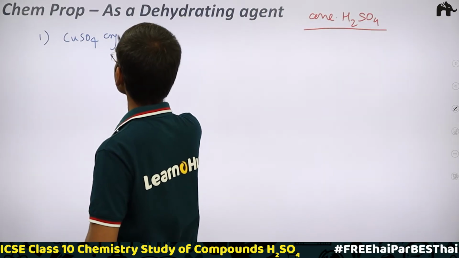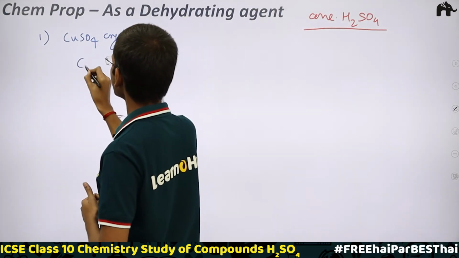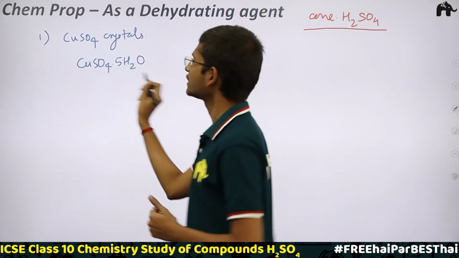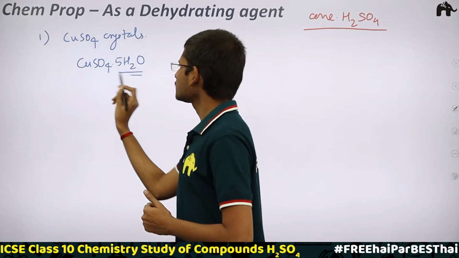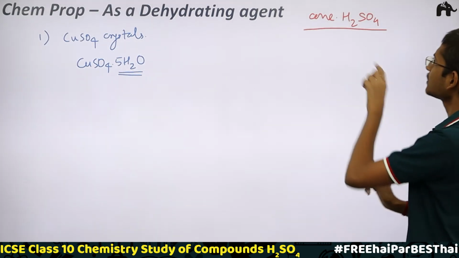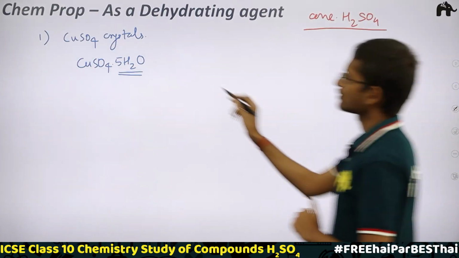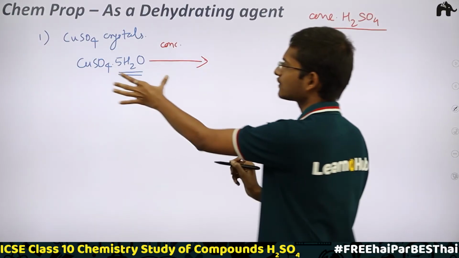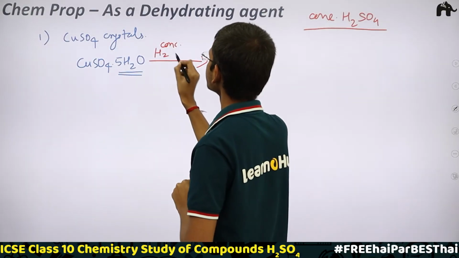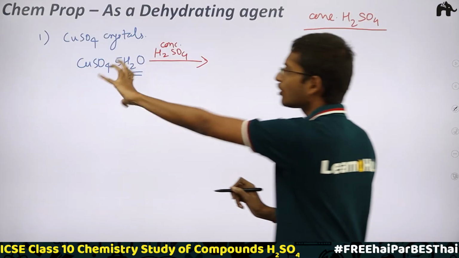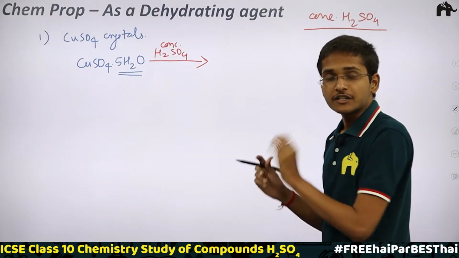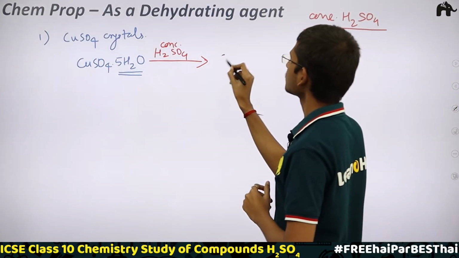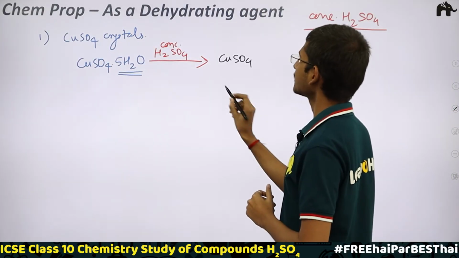And yes, it has 5 water molecules associated with it, which is the water of crystallization. We obviously know this thing. Now what happens when we treat these copper sulfate crystals with concentrated sulfuric acid? The blue color of the copper sulfate crystals just goes off, and what we get is white colored copper sulfate.